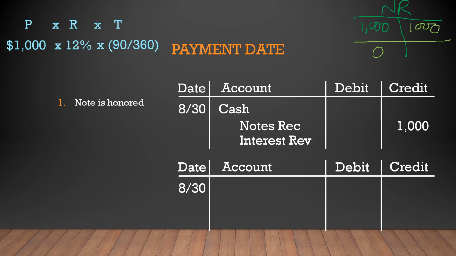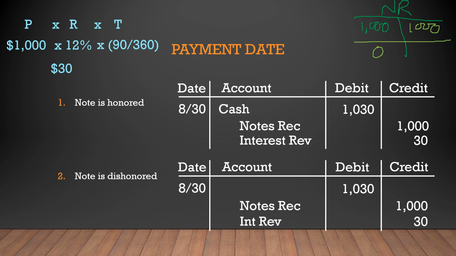In this example, $30 is the interest earned. So the total cash collected will be $1,030. What if the customer doesn't pay on the maturity date? Or to use the terminology, the note is dishonored. This entry will be almost identical to when the customer paid, except our debit goes to accounts receivable.